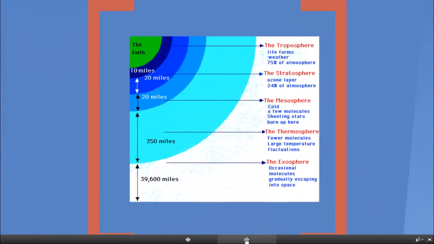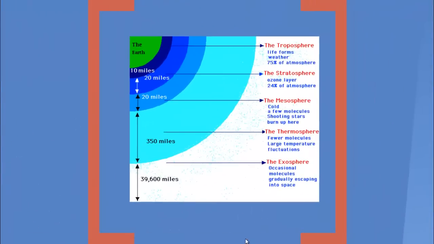So here's our layers. You can see in the green area there it says the Earth, and we've basically got it divided into 5 layers. You got the troposphere, which is where we live. It says that's where life forms, that's where living things are going to be. Also the weather all occurs in the troposphere, where you get your rain and most of your clouds and your tornadoes and hurricanes and things like that. And that accounts for 75% of the atmosphere, so that's where most of the stuff is.